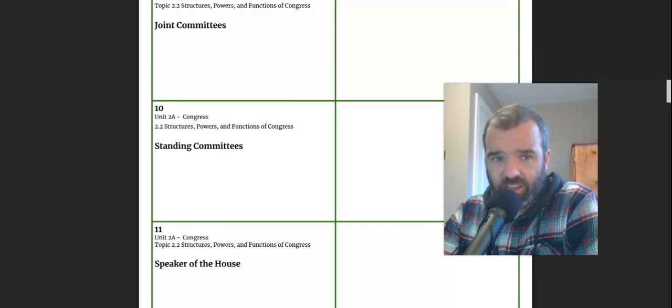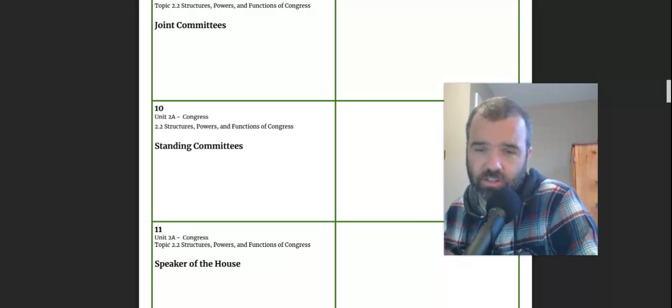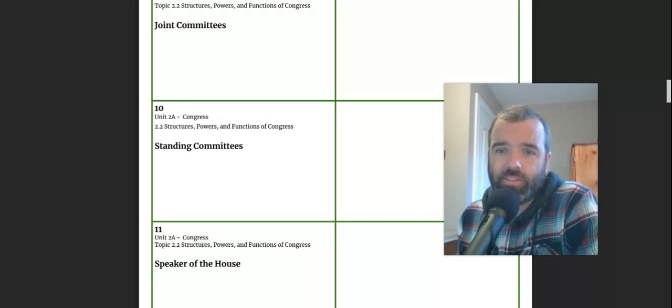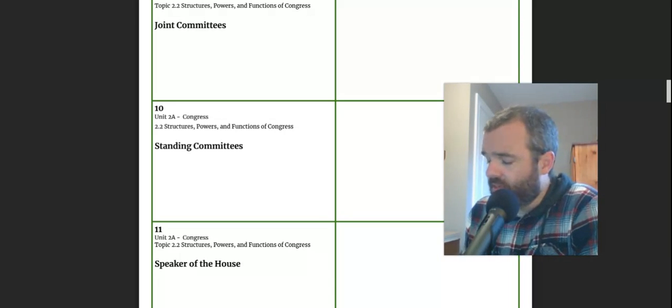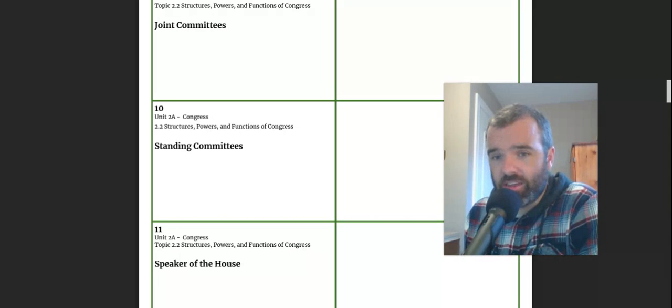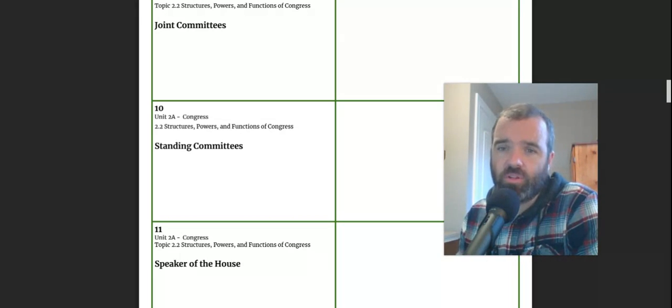This is actually a typo I'm noticing. This should say conference committee, which I will change on the actual printed version of this. If yours says standing committee, cross out standing and write conference committee, because a conference committee is a special type of joint committee that is created specifically to flesh out the differences between a bill that's passed in the House of Representatives and a bill that's passed in the Senate.